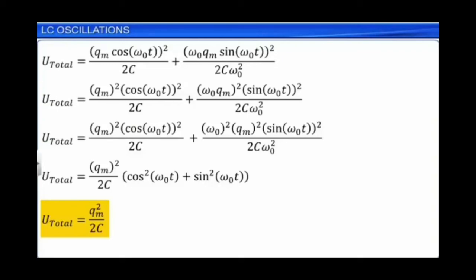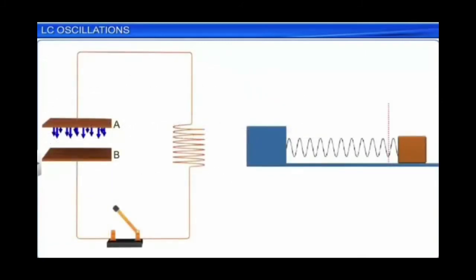Initially, at time t equal to 0, this energy is stored in the capacitor in the form of electrostatic potential energy. And as the capacitor discharges, the energy gets stored in the inductor also, in the form of magnetic potential energy. That means when the capacitor gets discharged through the inductor, the energy is partially electrostatic and partially magnetic.